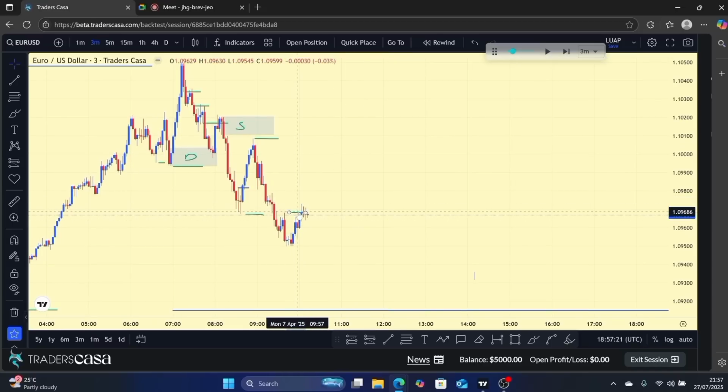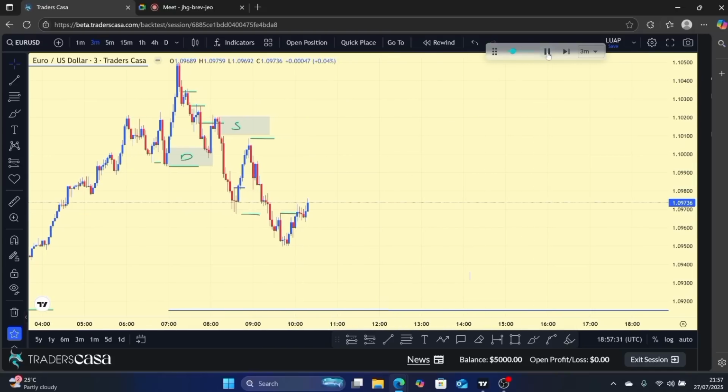Is this a sweep? All right, I will not risk on this because this is not a perfect sweep, so I'll still be waiting and see. But price has already taken out the inducement, so I can mark my POIs.